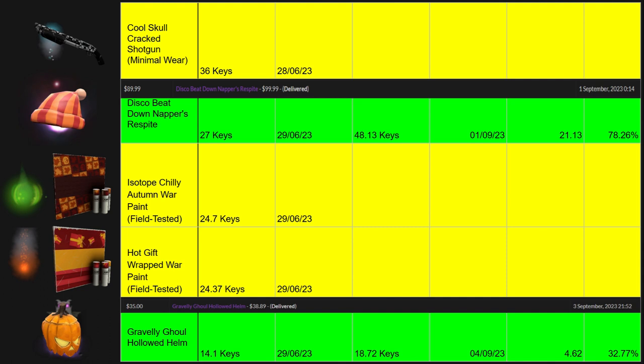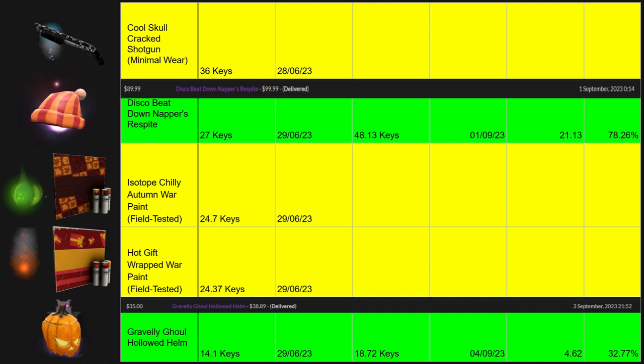Isotope Chili Autumn Wall Paint Field Tested. A very nice looking wall paint I got for cheap. I would have expected it to sell by now, but it's just bad luck I guess. Or a lack of luck supposedly. Hot Gift Wrapped Wall Paint Field Tested. I got this for cheap, but it is quite ugly to be honest. I might have to re-quick sell it.